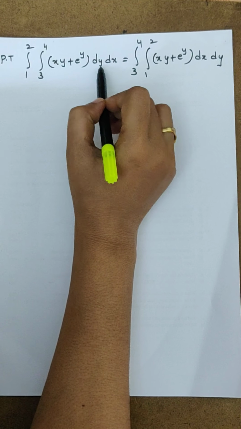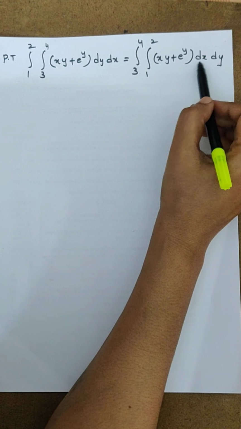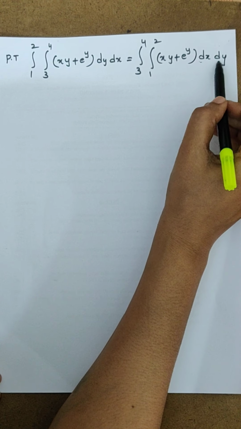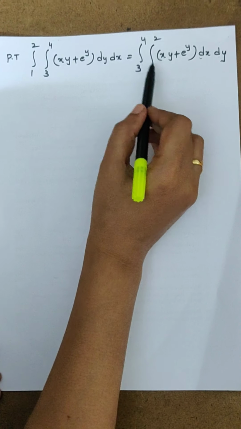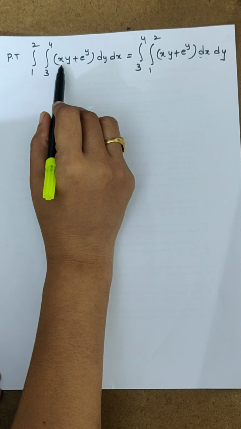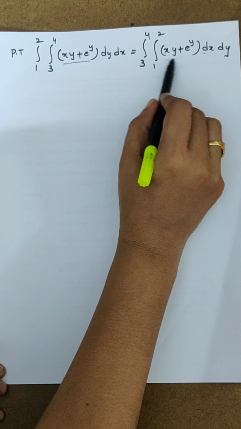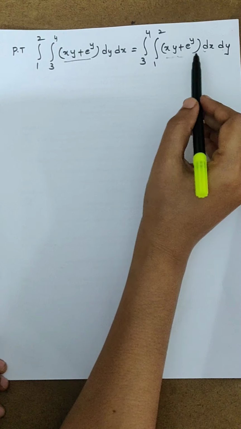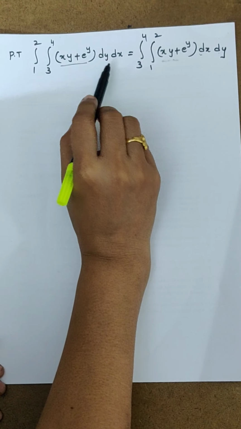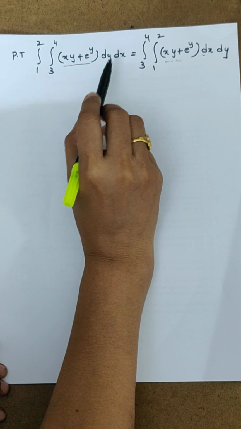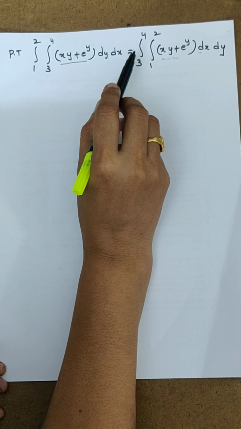Integration first with respect to y and later with respect to x. Here they asked the integration first with respect to x and later with respect to y. So from this problem what you understand is the function f(x, y) is the same in both problems, but in the case of constant limits the order of integration is immaterial. Accordingly we have to change the limits also.